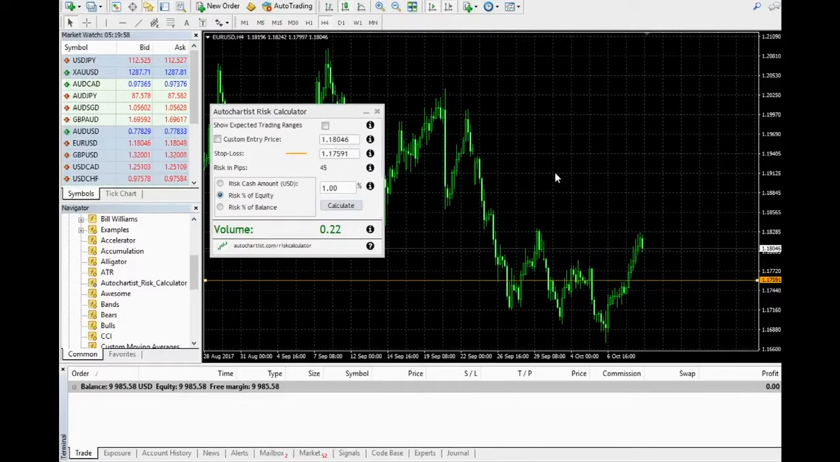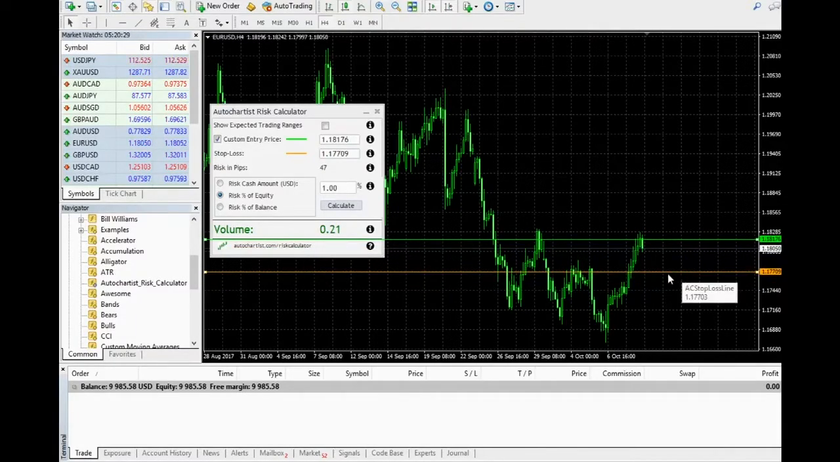If you plan on trading a pending order, such as a buy stop or sell stop, then you need to set a custom entry price by clicking the checkbox next to custom entry price. Once you do this, a green line will appear. The green line represents the entry level at which you plan to set your pending order. Move the green line to your desired trade level and move the orange stop loss line to your desired stop level.